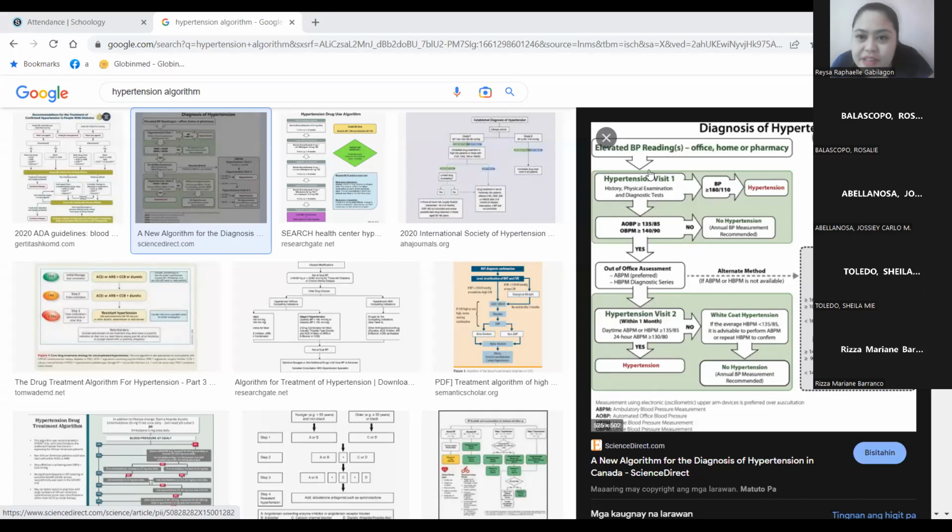But anyway, this is how they diagnose hypertension. So take note, elevated blood pressure readings either in the office, at home, or in pharmacy, or the hospital, or clinic, kasali na diyan. So hypertension visit 1. The doctor will be doing this history taking, physical examination, and diagnostic test.